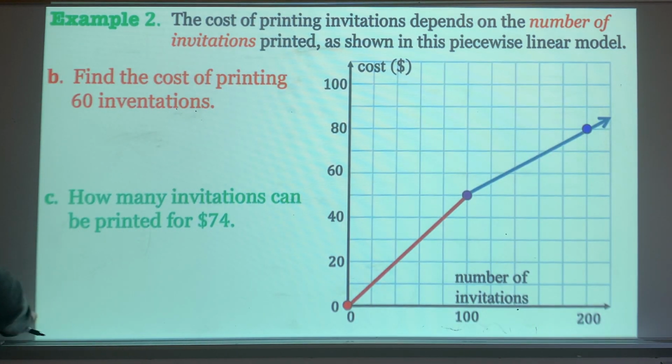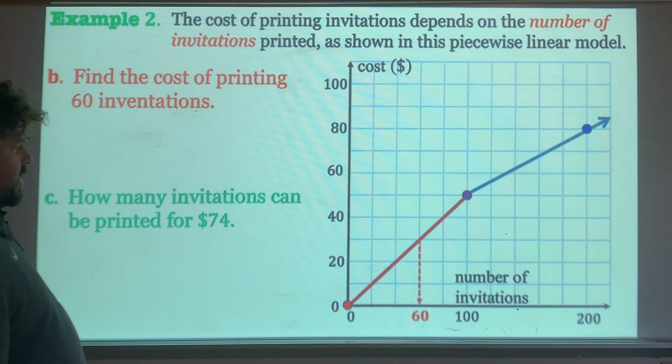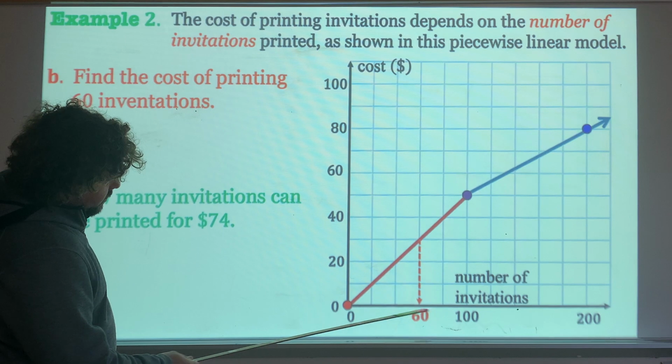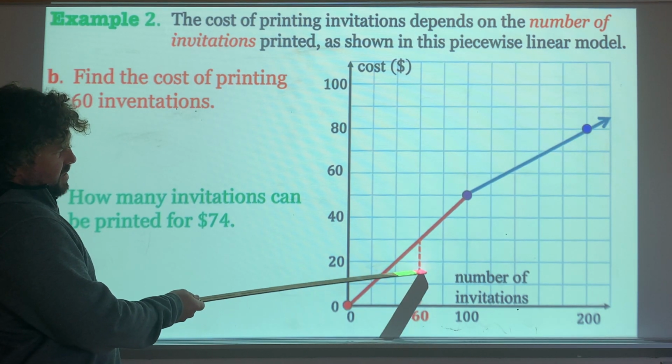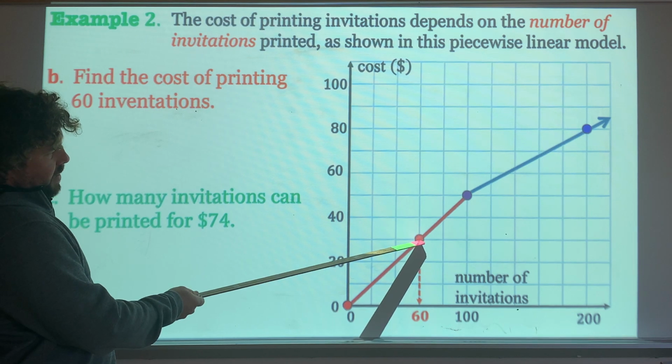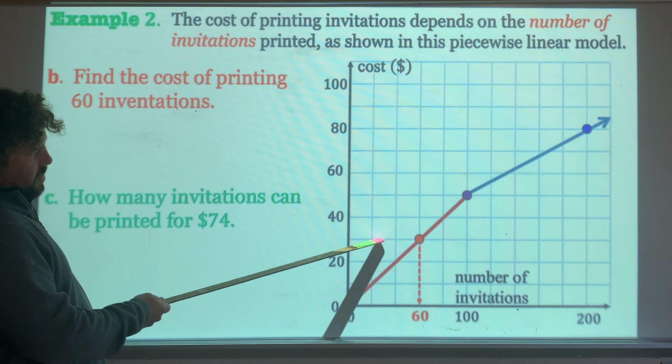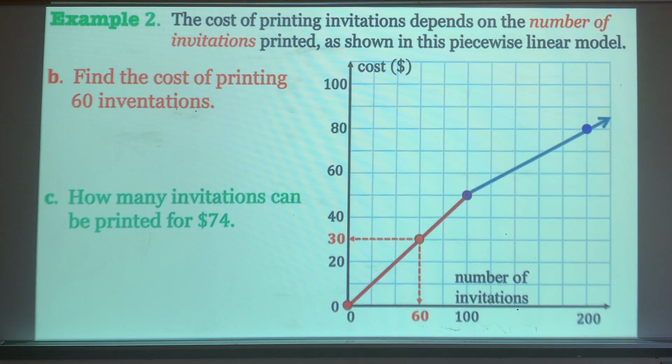All right. What is the cost of printing the first 60 invitations? We can either use the graph to do this, or we can use our equation. What do you want to use? I'm going to use the graph. So 0, 20, 40, 60. Here's where 60 is. I go up from the number of invitations at 60 to my graph, right here, and then I see what the cost is. I go over horizontally, and it is 30. So it costs $30 to print 60 invitations.